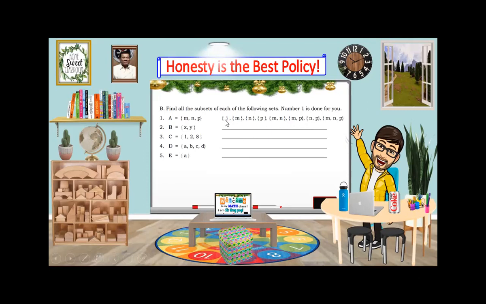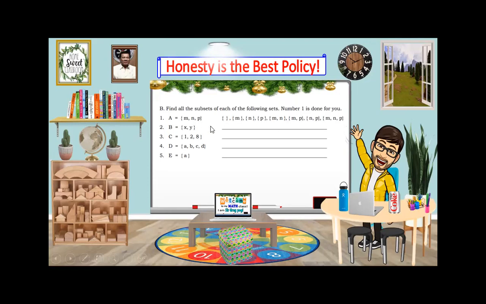Kaya mauuna yung null set, tapos yung isa muna, M. Then second one, N, single. Then third one, P. Then sunod, dalawa naman, MN. Then MP. O tapos na. Ngayon dahil tapos na tayo sa MP, meron pa tayong NP. Then dalawahan tapos na, sa tatluhan naman. Kaya M, N, P yung last. Yun na kasi tatlo lang naman sila.